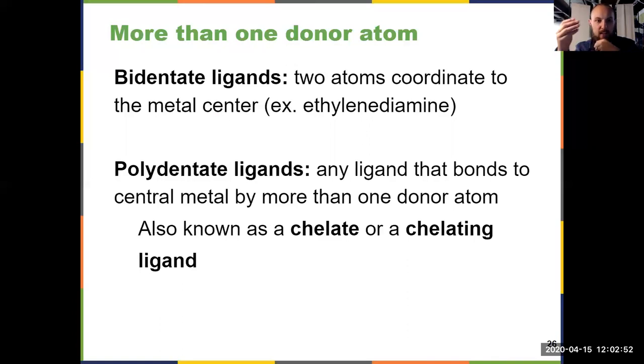There are things that can connect 3 or 4 times. Right? Any ligand that bonds to the center metal by more than one donor atom, so 2, 3, 4, 5, 6, those are known as polydentate ligands. Okay, so bidentates are a subset of polydentate ligands. And polydentates are also known as chelates or chelating ligands.